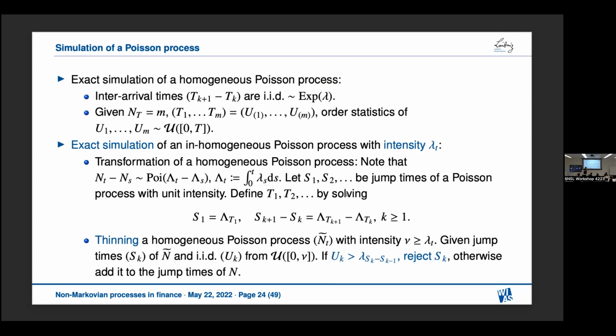The idea of the thinning method is you pick a very fast homogeneous Poisson process. So assume that your intensity is bounded from above, and you have a bound nu for the intensity. You first simulate the homogeneous Poisson process with intensity nu. And then for every jump time that it gives you, you either accept it or reject it. You do this by comparing with the intensity. You simulate a uniformly distributed random variable from zero to nu. If that one is larger than the intensity of your inhomogeneous Poisson process, then you reject, so you simply remove that jump time. If it's not, then you accept it and keep it as a jump time of the inhomogeneous Poisson process.